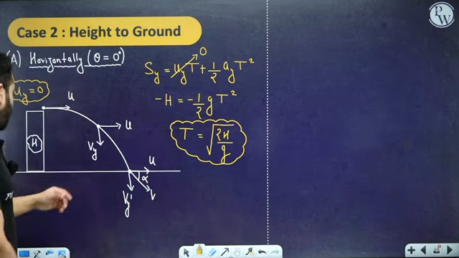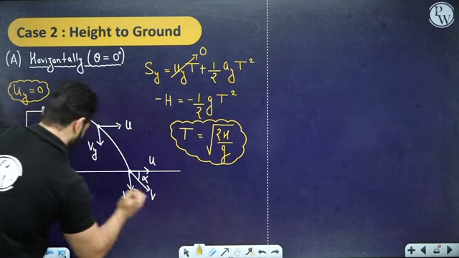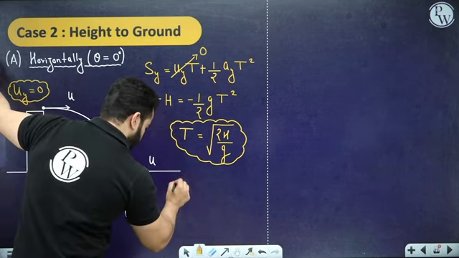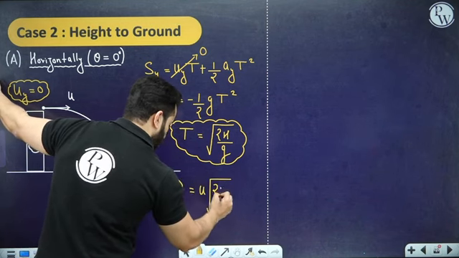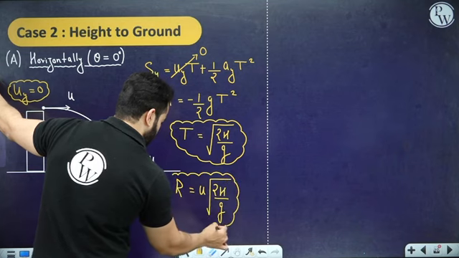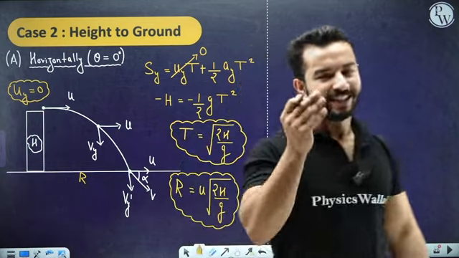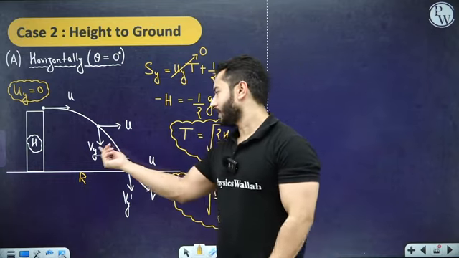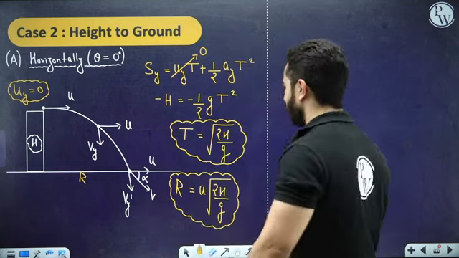And after finding out the time of flight, you can find out this range as well. Right? And range will be calculated as u times root of 2h by g. And if you want to find out the velocity at any point, the same things are going to apply again, right? So this u will never change. For Vy, you can use the first equation or you can use the third equation.